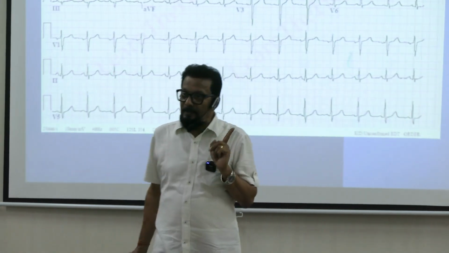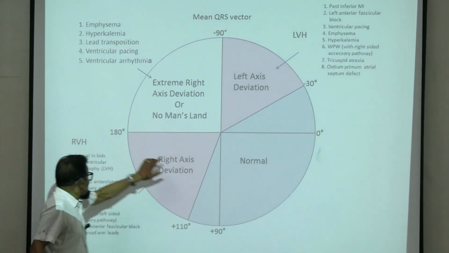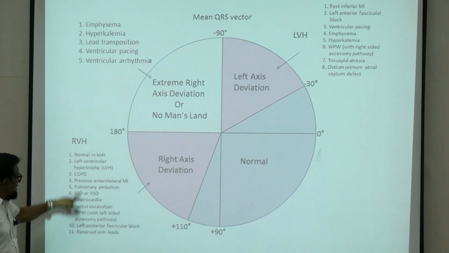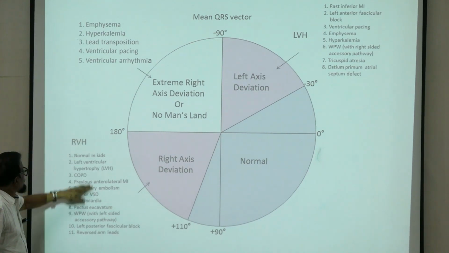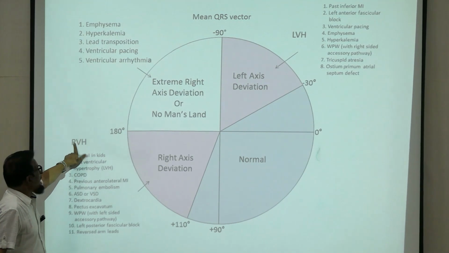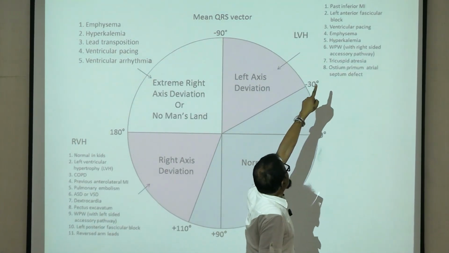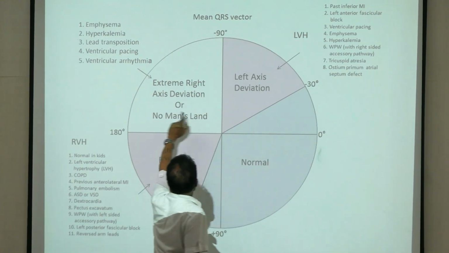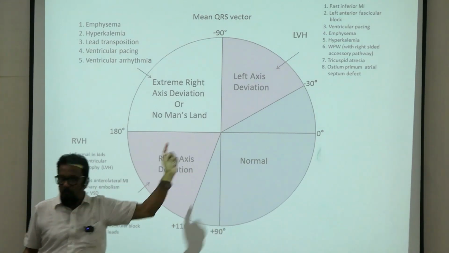Accurately, you can determine. There is another example. Right axis deviation is seen in this case. You write this. I don't have any time left. So right axis deviation is seen in this condition. In addition to right ventricular hypertrophy, LVS says left axis deviation is seen in this condition, and extreme right axis deviation is seen in this. So these points are very important.